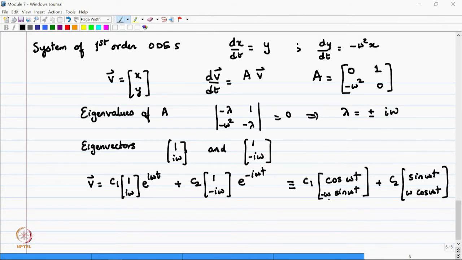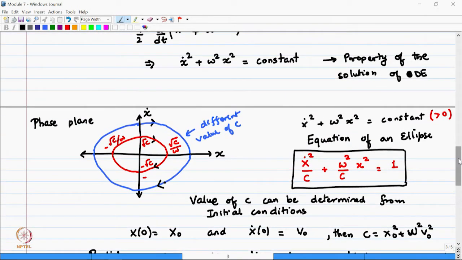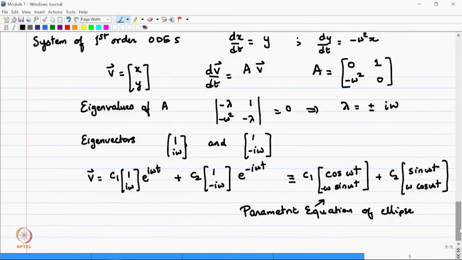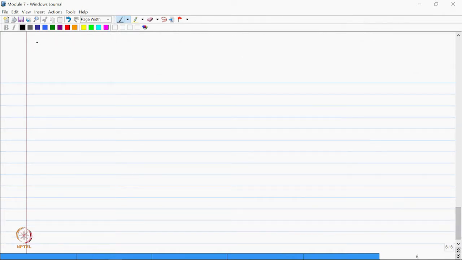What is important is that what we see here is a parametric equation of an ellipse. This is exact, and this will give you exactly the picture that we had earlier. Now, we will not say anything more about the harmonic oscillator. Now, let us go to the damped harmonic oscillator.